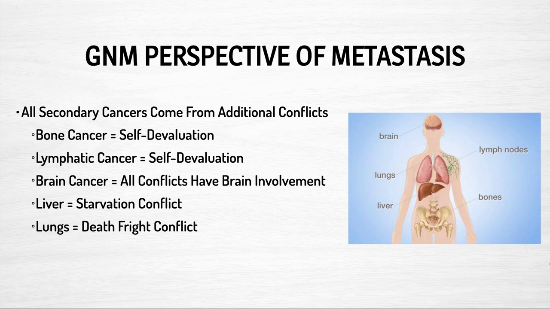The liver is associated with a starvation conflict. Many people are put on restrictive diets as a result of their cancer diagnosis. And so with a starvation conflict, it makes a lot of sense that a person might develop nodules in their liver. The lungs respond to a death fright conflict. And for some people, that diagnosis itself, just being told that you have cancer, seems like a death sentence. And some people may interpret it in that way, which will cause nodules or tumors in the lung.